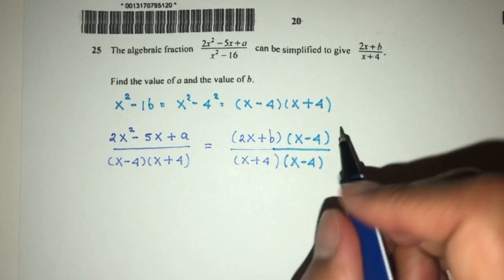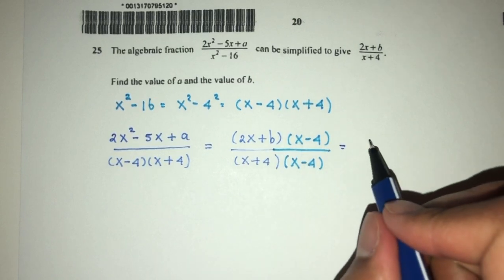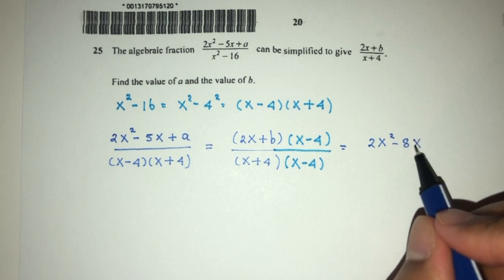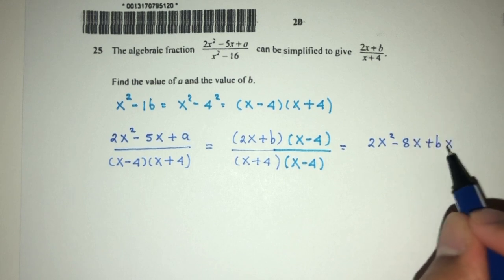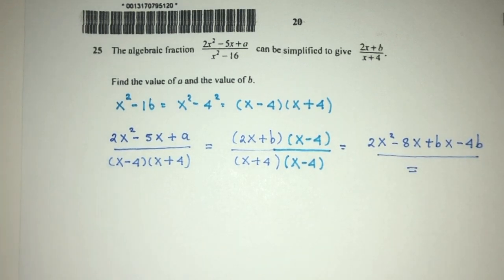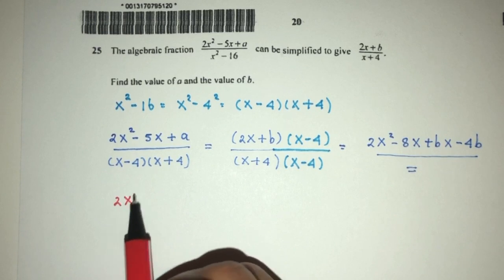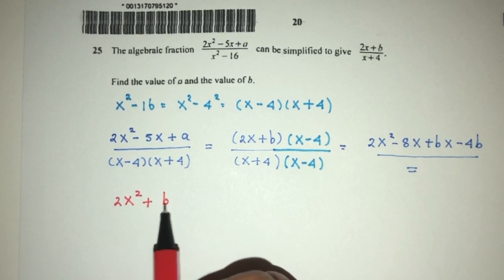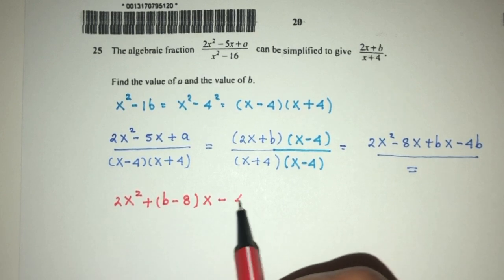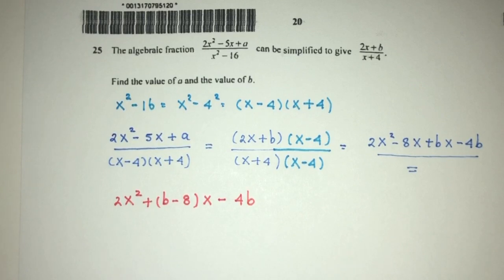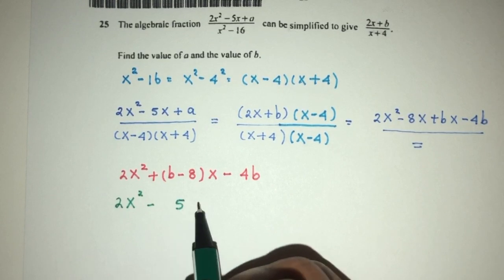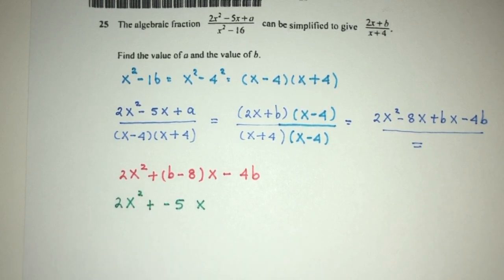For this to become this, we have to cancel out this value right here. Let's try to expand this. What will we have on top? That will give you 2x squared minus 8x. Then we have bx minus 4b over the same base. Now simplify, you will have 2x squared, plus b minus 8 times x, minus 4b, over the same base. So we compare with 2x, this one, minus 5x, so plus or minus 5x, and then the value of plus a.